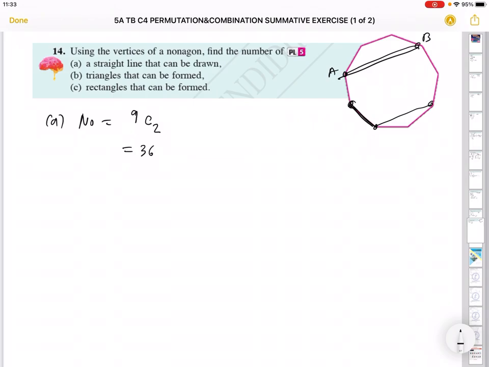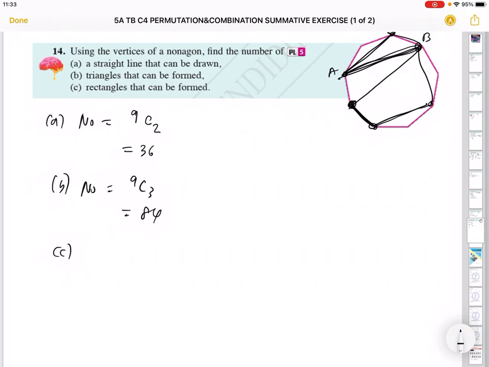All right, B, the number of triangles that can be formed. What is the difference between a triangle and a straight line? For a triangle, you need 3 points, right? Can you see? 3 points. So the number of ways will be 9 choose 3, that will be 84. And the next one, rectangle. How many points do you need for a rectangle? We need 4. Any points will do. So maybe I can just take this. Can you see? It's a quadrilateral.